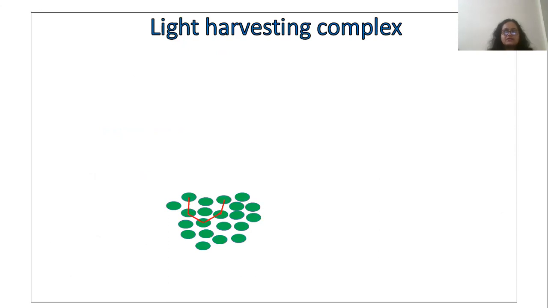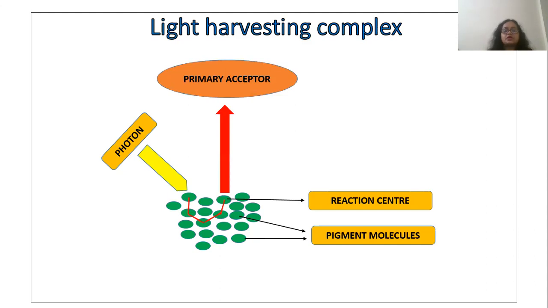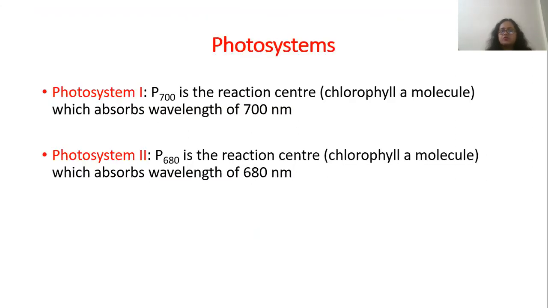So what is light harvesting complex? As these green colored circular shapes are indicating the pigment molecules, this one pigment molecule is termed as a reaction center. When the photons of light energy are absorbed by the accessory pigments, they are channeled to the reaction center, and then the reaction center becomes excited and releases the electrons. These electrons are accepted by the primary acceptor.